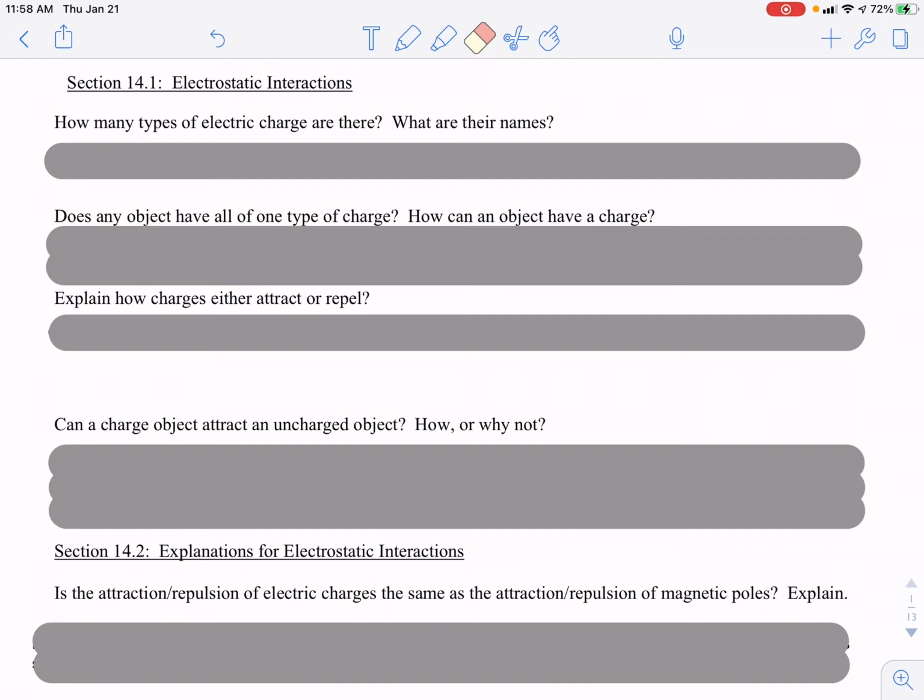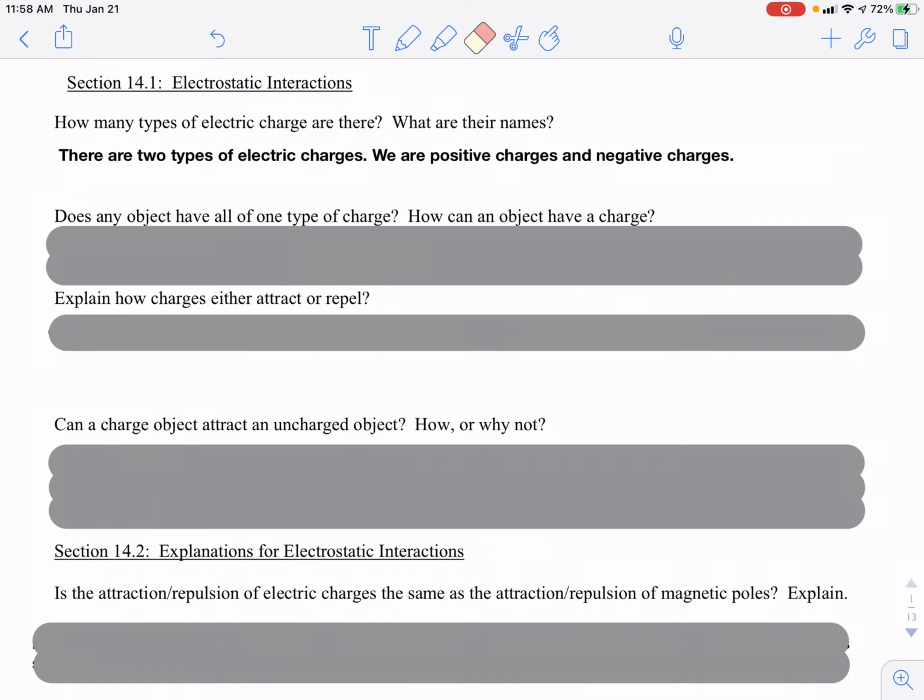Let's begin. Section 14.1, Electrostatic Interactions. How many types of electric charges are there? What are their names? There are essentially two different types of electric charges, positive charges and negative charges. If we look at basic atomic structure, positive charges would be protons found in a positively charged nucleus. Negative charges would be the negatively charged electrons that surround the nucleus. But for now, we can just refer to them as positive and negative charges.